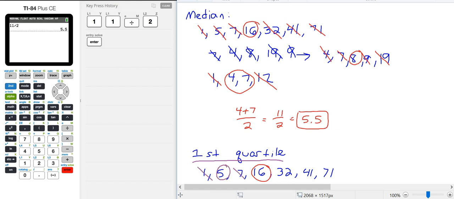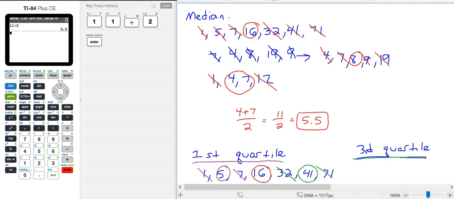We also have something called the third quartile. The third quartile is the median of the set of data when we divide the data by the median of all of the data. The third quartile is the median of the set of data on the right. So we cross off this, and the third quartile is 41.